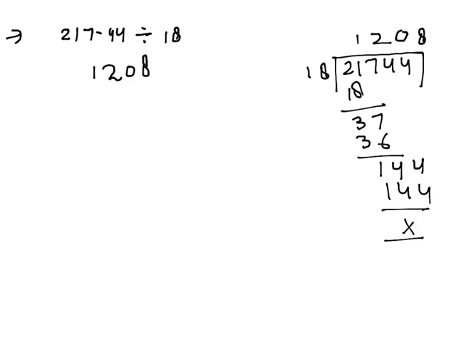Now we will see how to put the decimal point. Here we have 2 digits after the decimal point. So we will start counting from the right, 2 digits, 1, 2, and then put the decimal point. So our answer is 12.08.